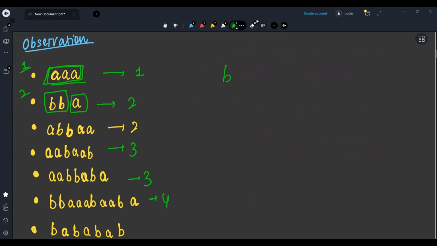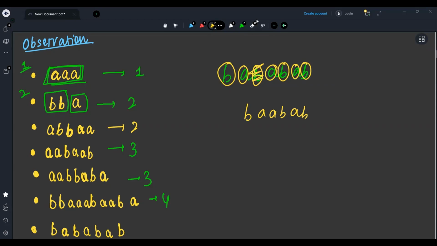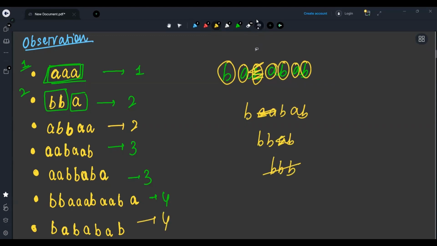Next string is BA. As I saw that we are removing consecutive elements, they are considered the same group. So I am taking only a single character in each group. B. So these are 8 groups. Now let's remove any middle group. BAB. Let's remove this group. BBAB. Let's remove this group. BBB. Let's remove this. So within the four operations, I am able to achieve this.